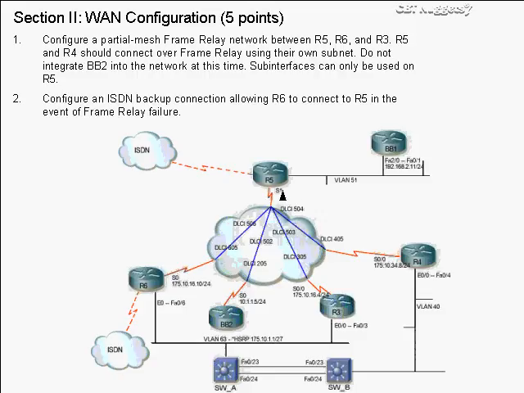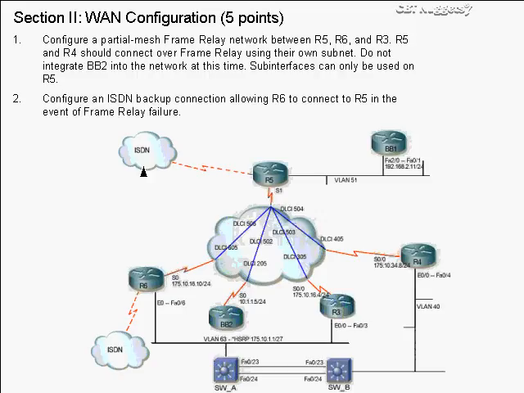So I've got my encapsulation frame relay. Let's plan this out a little bit. I don't have any IP addresses jotted down here because it says router 5, 6, and 3 should all be on a partial mesh. That tells me that's one multi-point network: router 5, 6, and router 3.